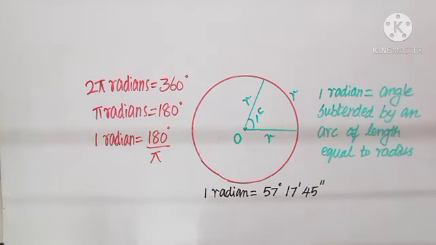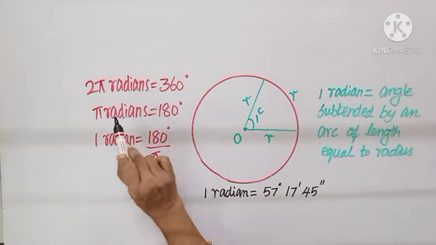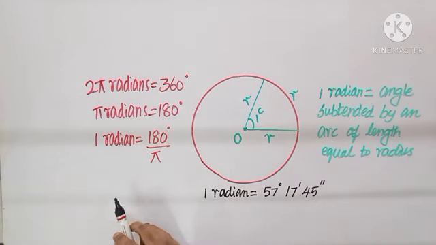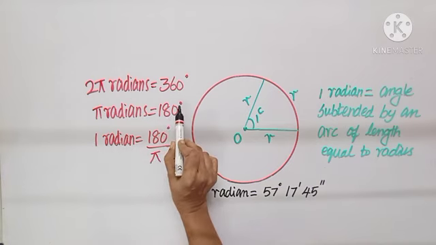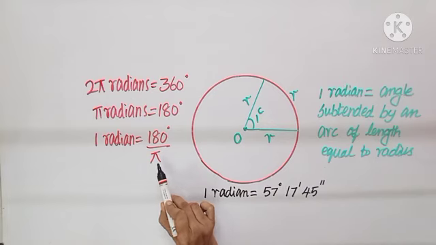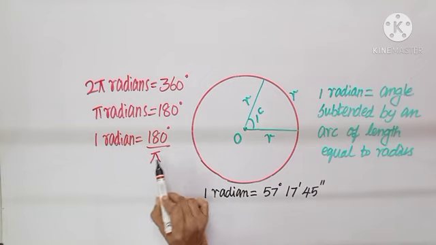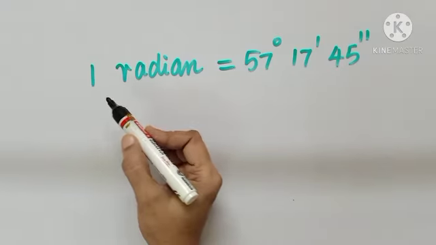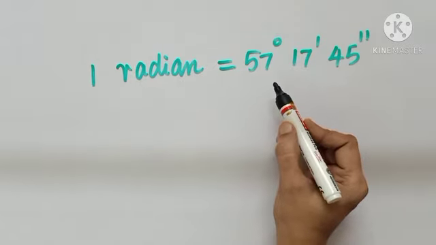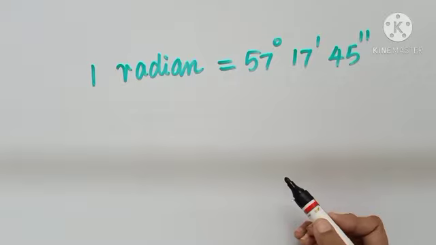So we must know how to convert degrees into radians and radians into degrees. Pi radians is 180 degrees, so 1 radian is 180 degrees by pi. We know the value of pi is 22 by 7. You substitute 22 by 7 and divide, and we get 1 radian is 57 degrees, 17 minutes, 45 seconds. These are subunits for the degree.